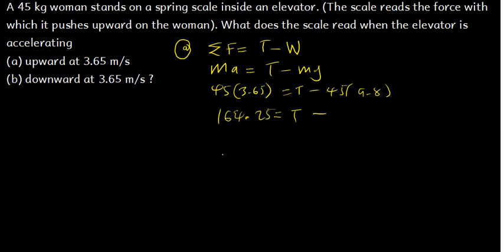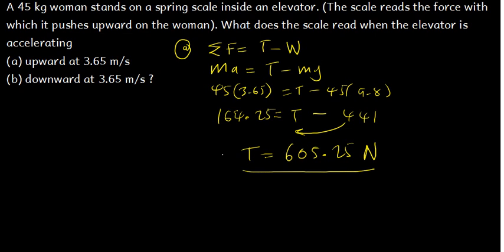That will give us 441. So to remain with tension, we are going to take this over the other side. So that will be tension is equal to 164.25 plus 441. So the reading will show as 605.25. This is tension. Tension is in newtons. That's a force. So that will be the reading when something is accelerating upwards.